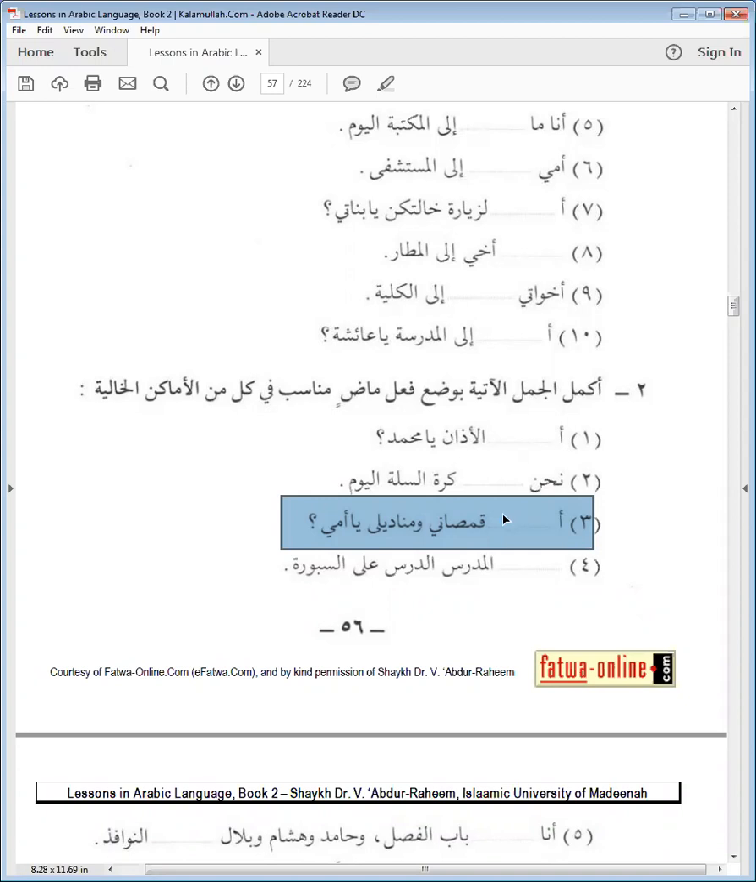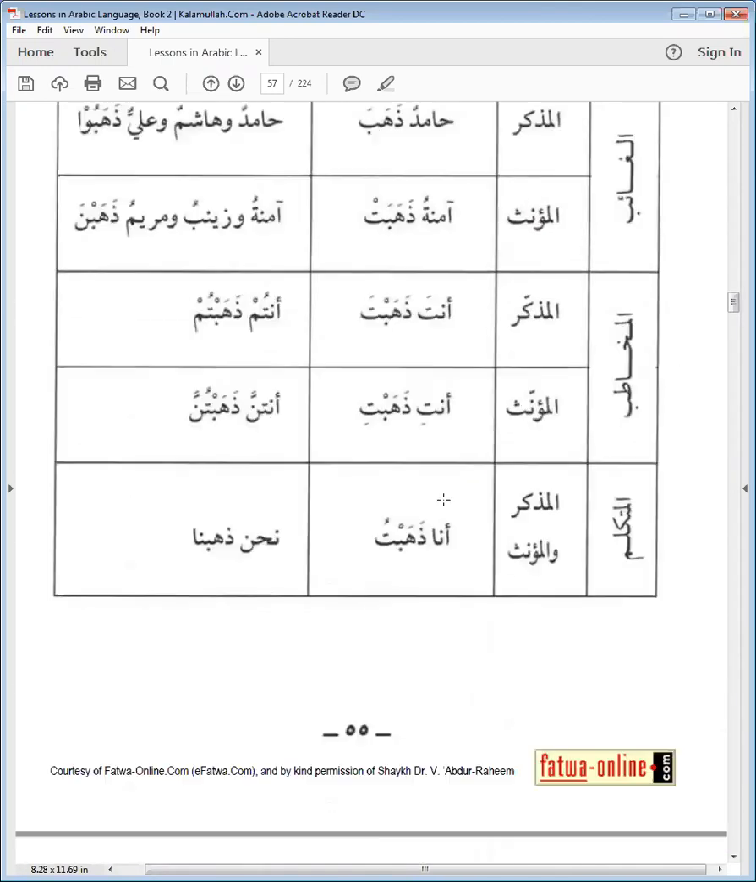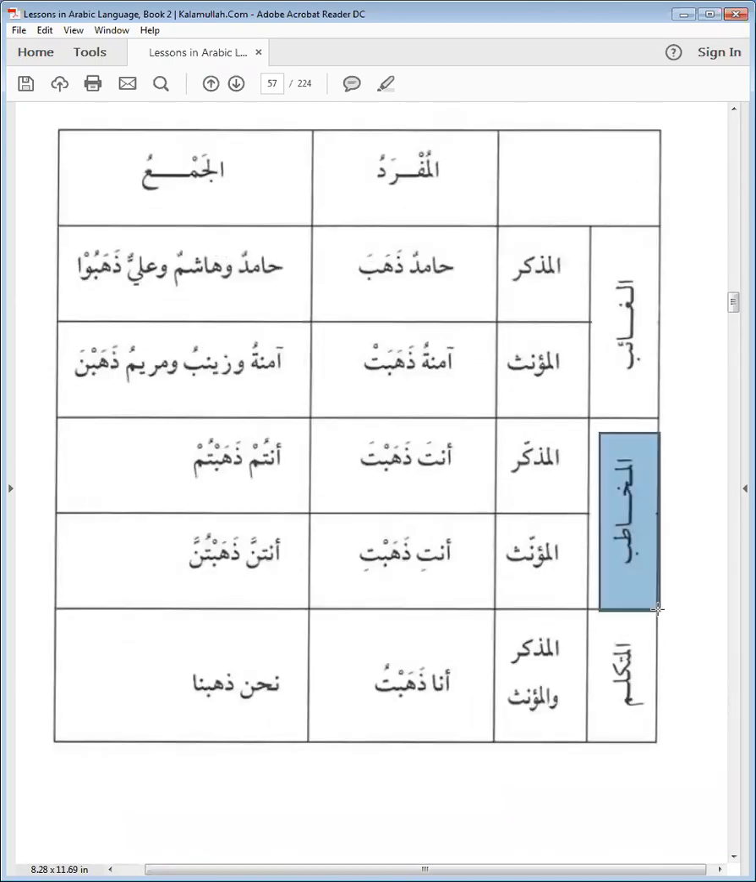So go back to our table. We know second person, al-mukhatab, is not al-mudhakkar, but it is al-mu'annath, feminine. Is it singular or plural? Mufrad or al-jam? It is al-mufrad, singular. Right? So we use this one here, anti dhahabti, anti dhahabti. So this is the format we're going to use.